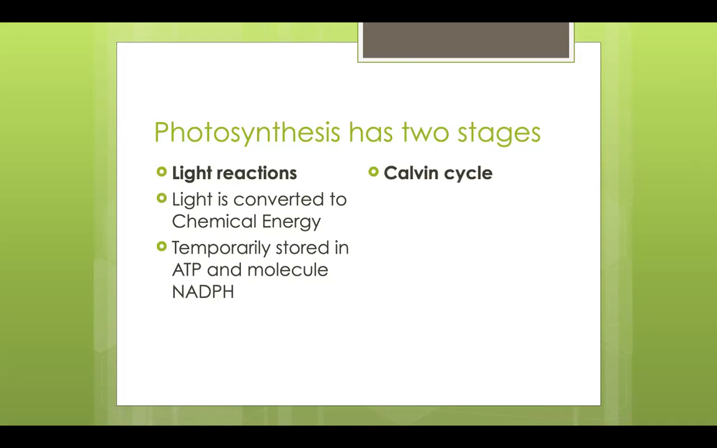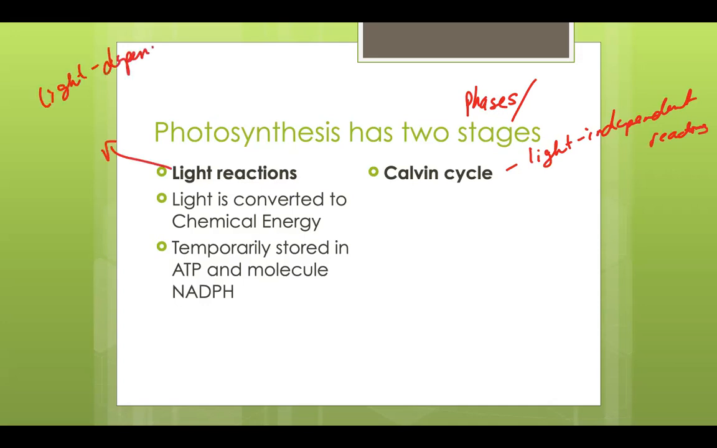In the second phase or stage, either way, you can use either phases or stages, you have the Calvin cycle. Now, sometimes this is referred to as the light independent reactions, and the first part sometimes is called the light dependent reactions. Because obviously, if light is converted to chemical energy, you kind of need light, right? So the first part of photosynthesis depends on there being light.